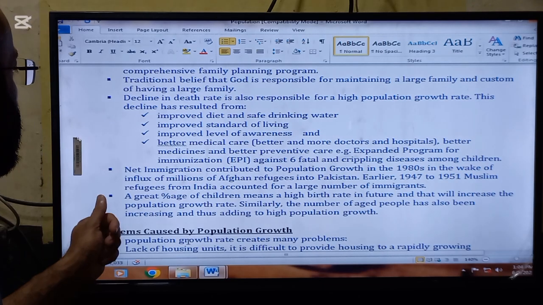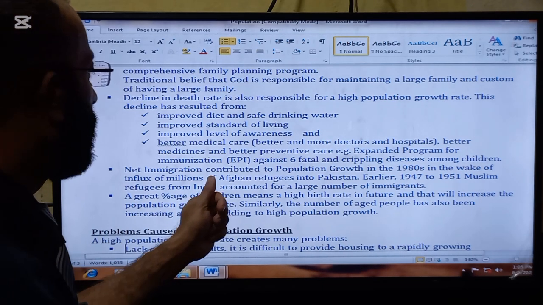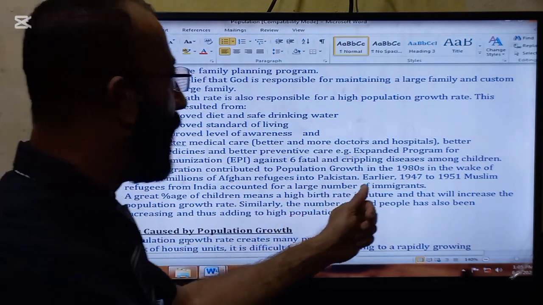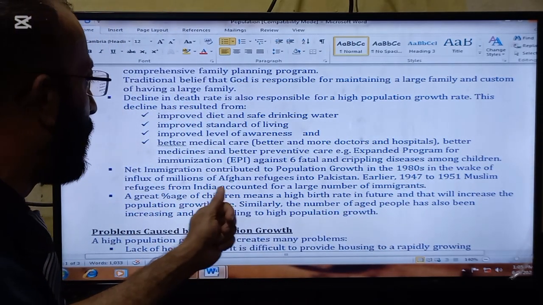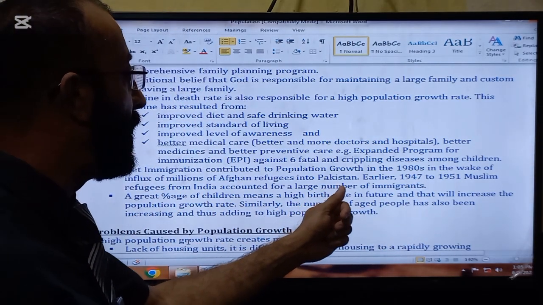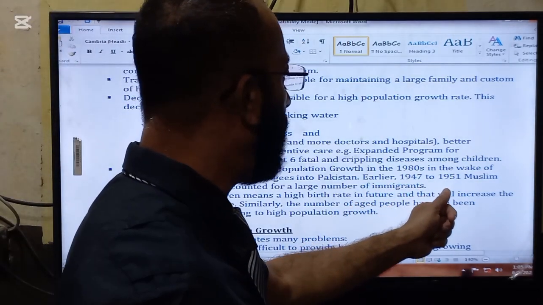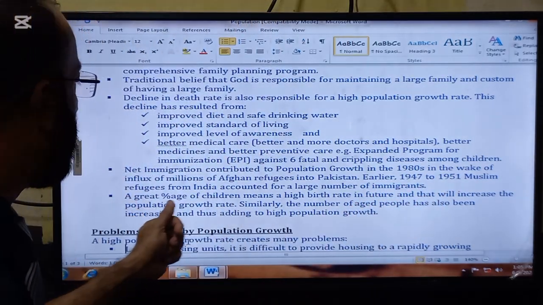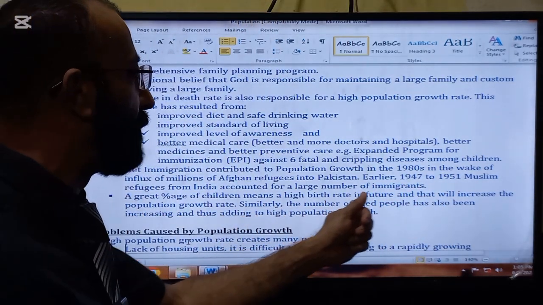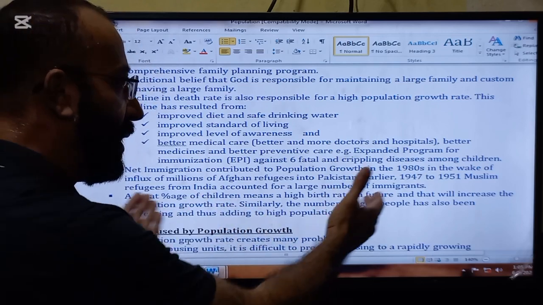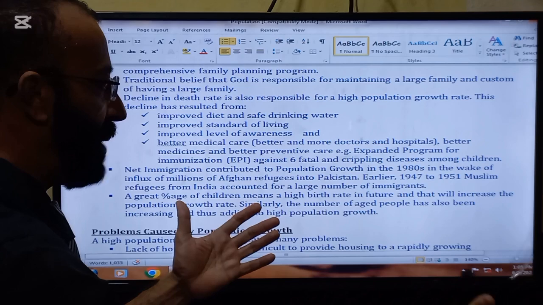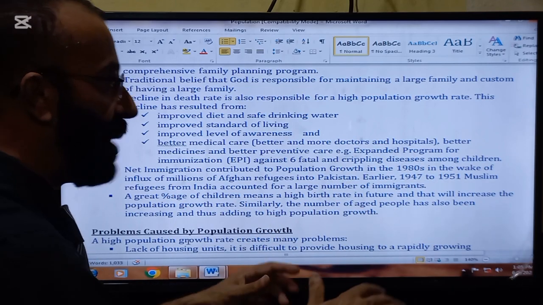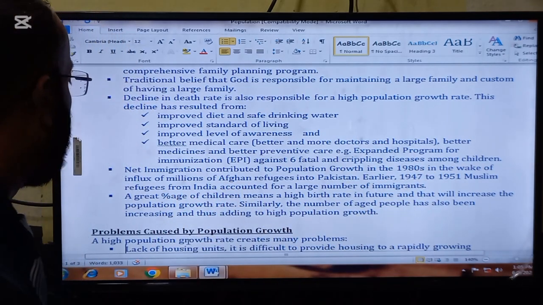And another reason is net immigration, which contributed to population growth in the 1980s in the wake of the influx of millions of Afghan refugees into Pakistan. Earlier, from 1947 to 1951, Muslim refugees from India accounted for a large number of the immigrants. So these were also reasons because of which people came into Pakistan and the population is growing.